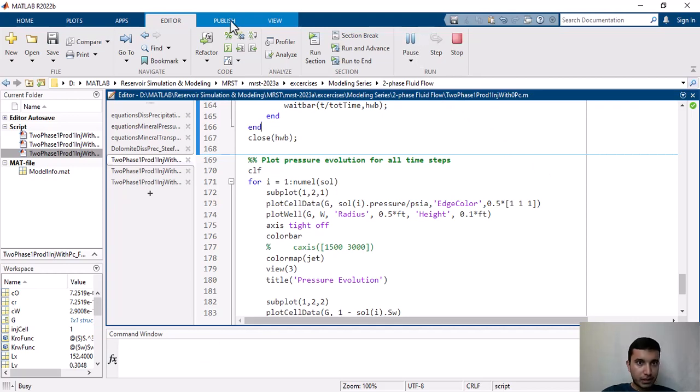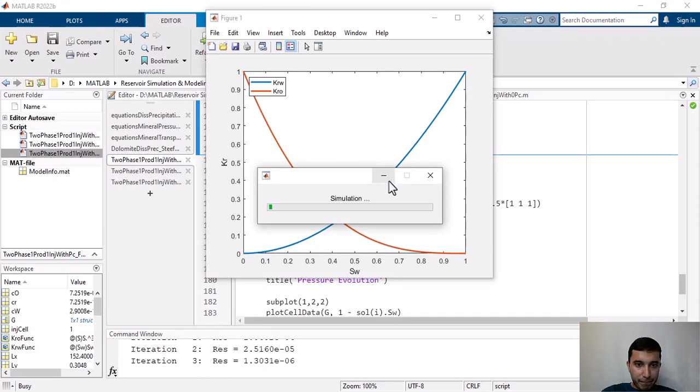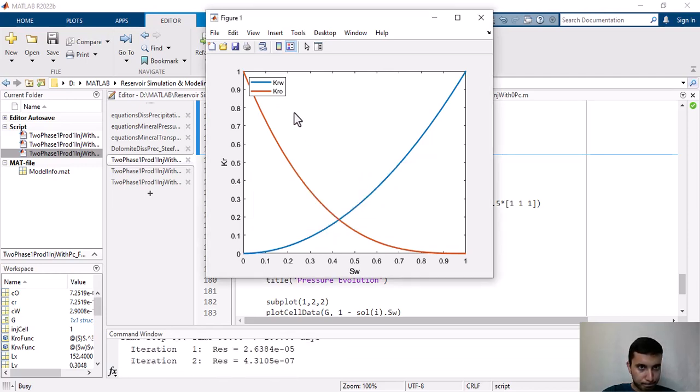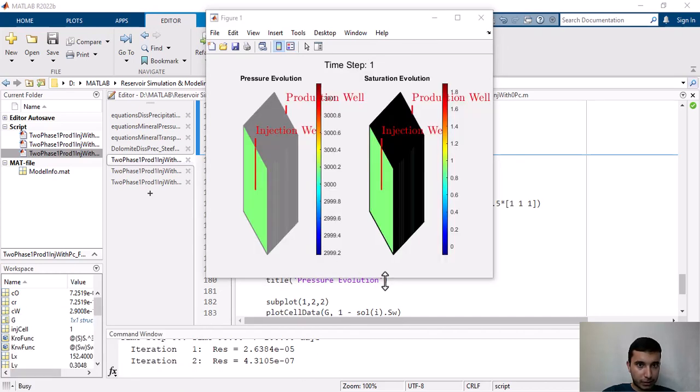Alright, because the video recorder is running, it's being very slow, but there's no problem. Alright, so let's see what the output looks like.